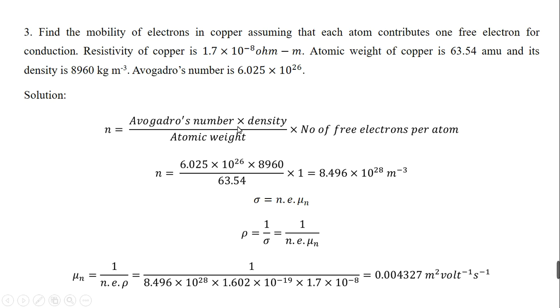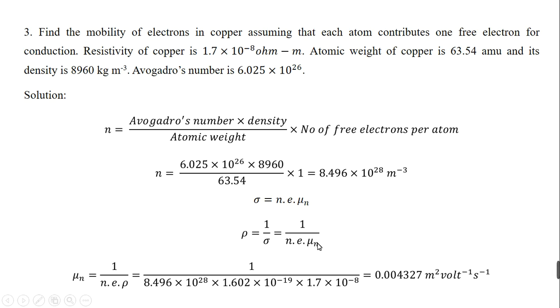Avogadro number into density divided by atomic weight into the number of free electrons per atom. Substitute the value of the Avogadro number. Density is given here and also the atomic weight is mentioned. The number of free electrons per atom is 1. So do this calculation.